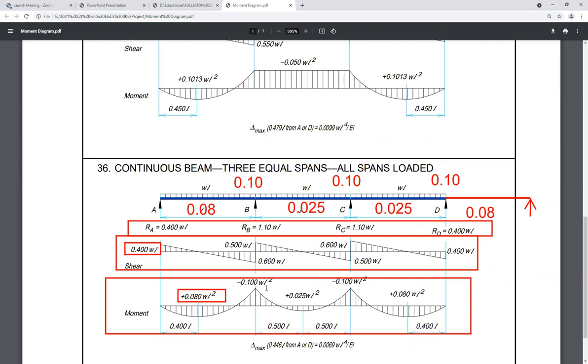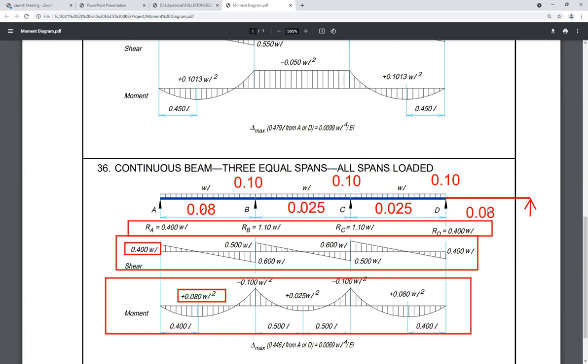You see the negative moment is how much? W squared divided by 10. It's going to be the negative, right, above here. It says here, 0.1 W squared. And how about here? 0.1 W squared. How about this positive moment here? Because positive moment is going to be the largest in the first span only. It's going to be 0.08 W squared. Okay?